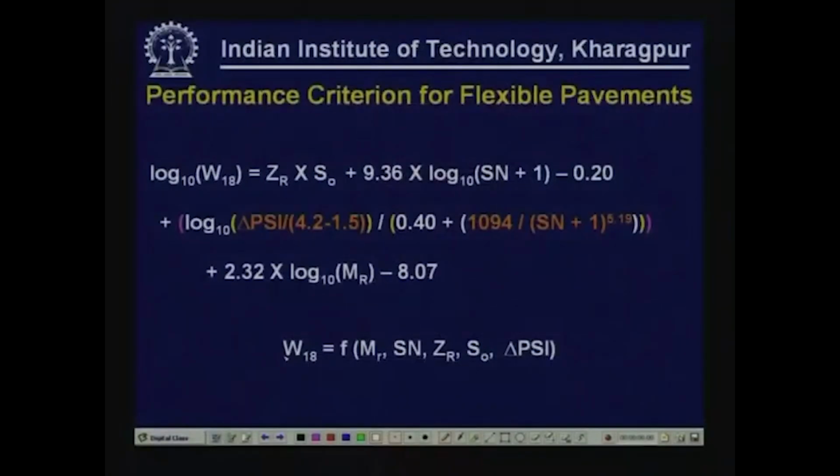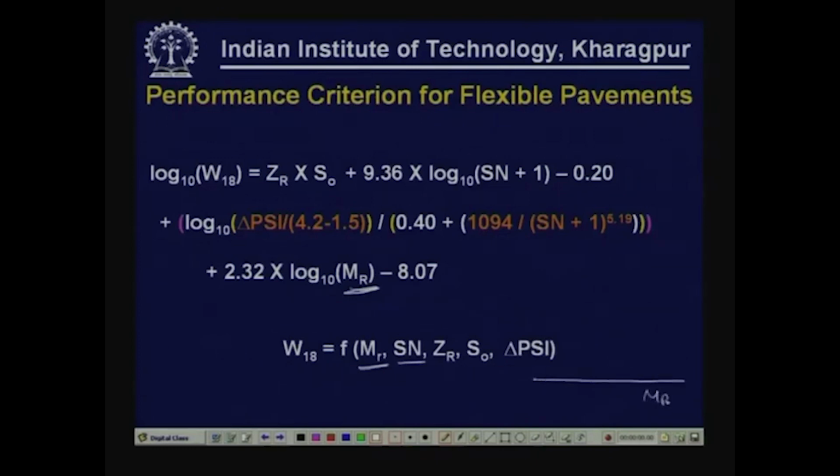provided the pavement specified in terms of the terms that are given here is provided. W18 is a function of, as you can see here, resilient modulus value of the subgrade, structural number, this is the strength of the pavement that is provided.